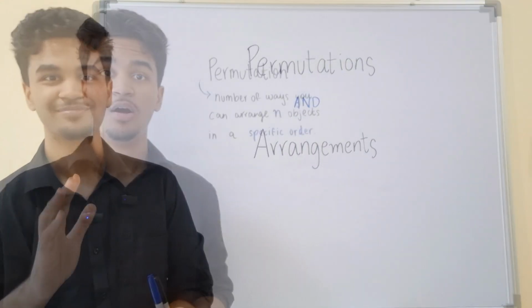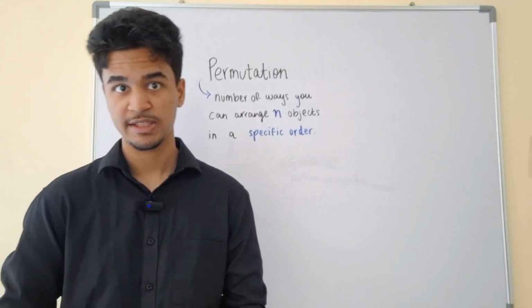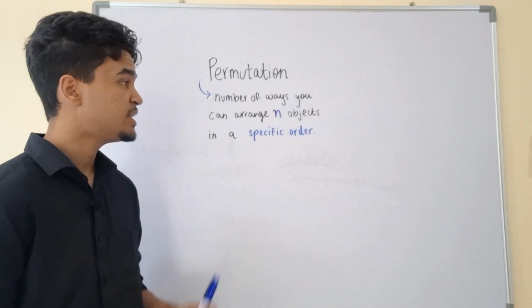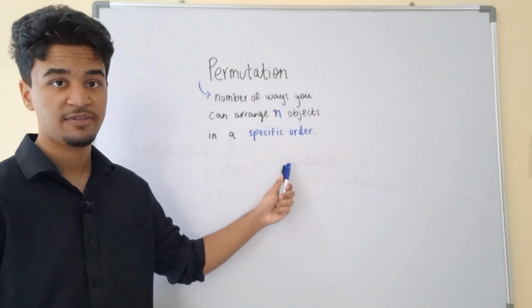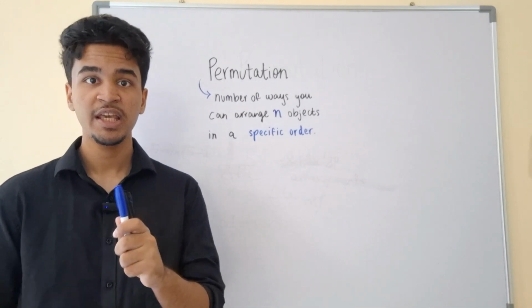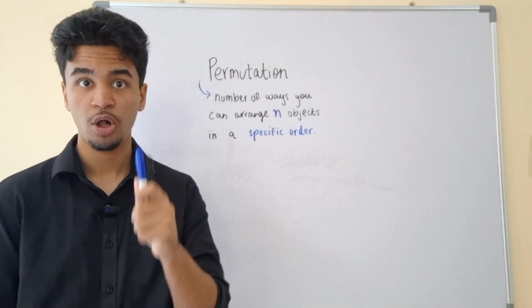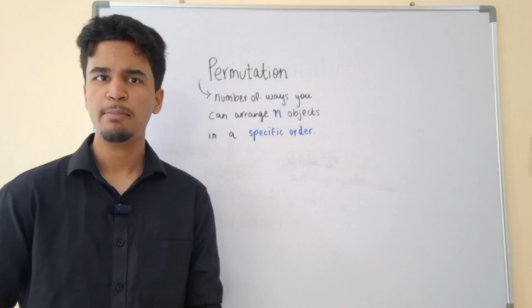So let's get started. Let's start with permutations first. Permutations is basically the number of ways you can arrange n objects in a specific order. Now, the key here is to remember that the order always matters. Now, what does that mean?